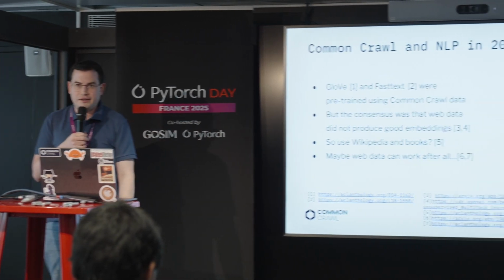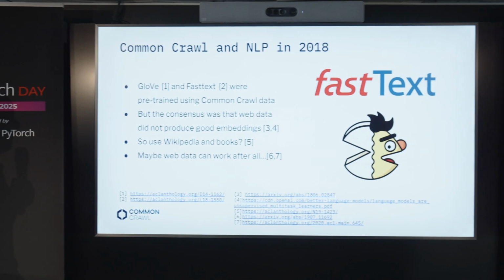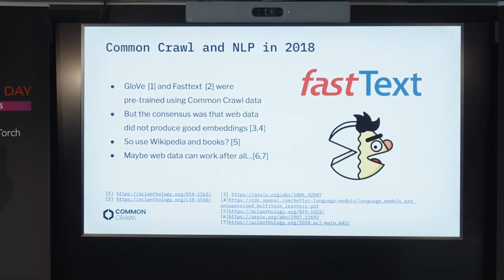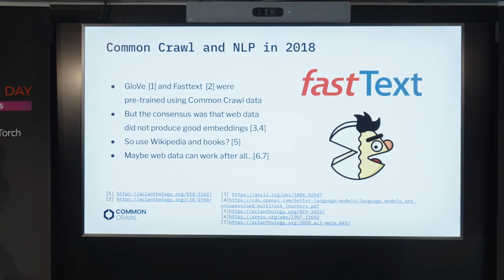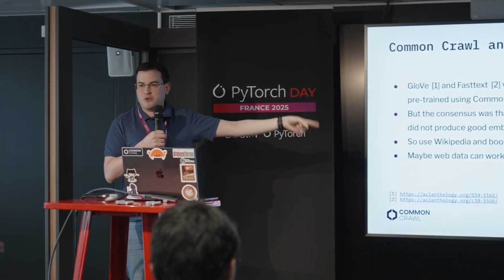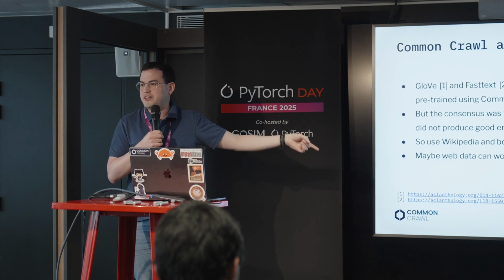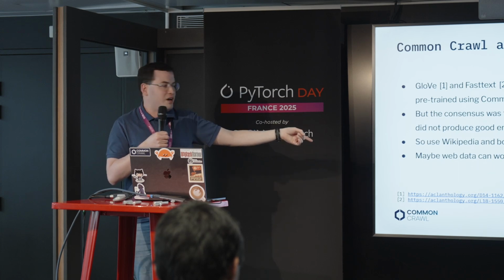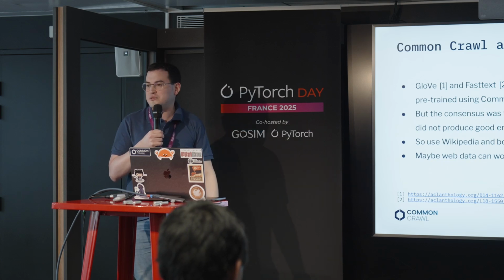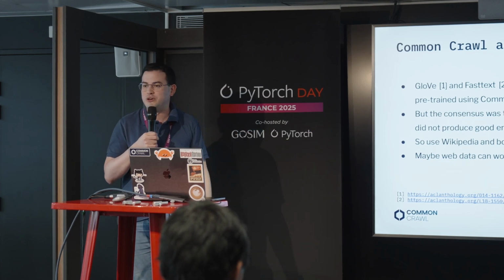If you look back, it's kind of complicated. Before LLMs, you had word embeddings, and for word embeddings, projects like GloVe and fastText used Common Crawl. But then something that people don't quite remember is that back in 2018, companies, and you can see the citations there, companies like Google and OpenAI were saying that you shouldn't use web data for training LLMs because the data was too noisy and it wouldn't generate good models.